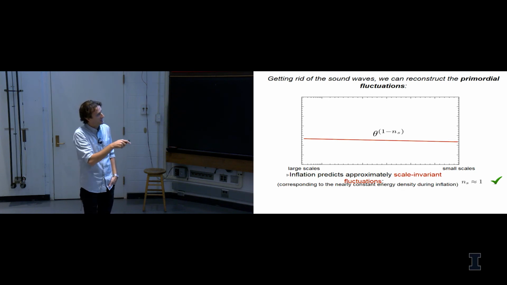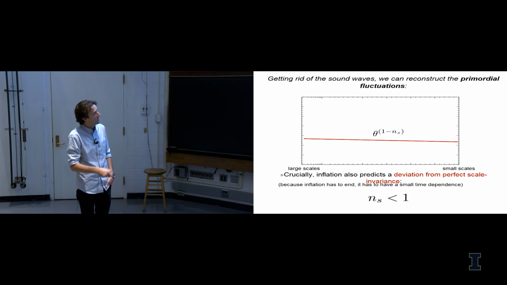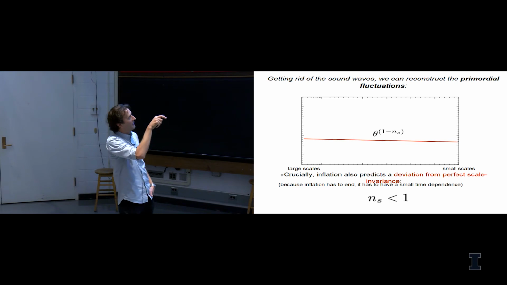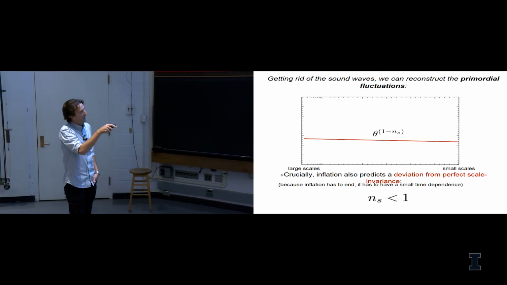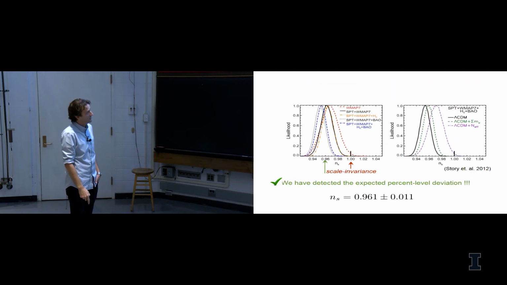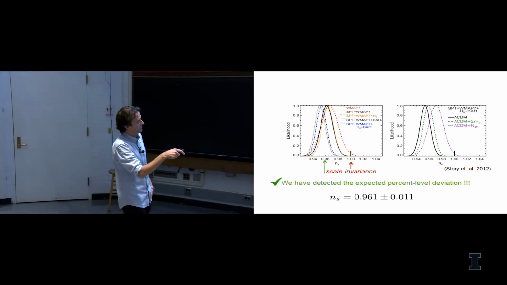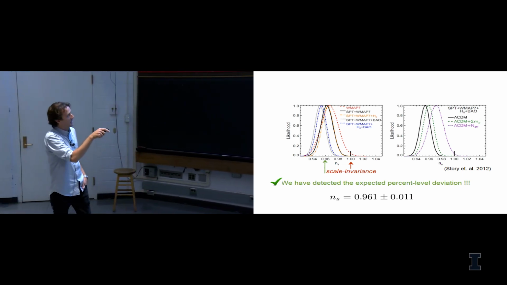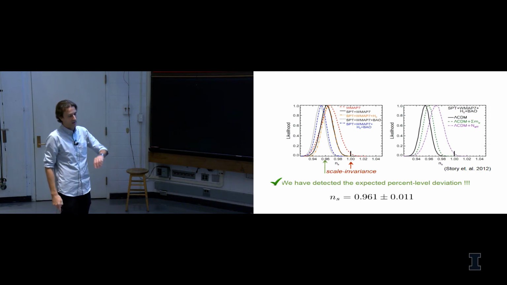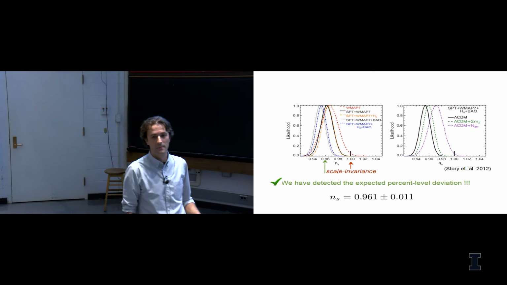So inflation predicts these nearly scale invariant fluctuations, but crucially, inflation also predicts that there should be a deviation, that the spectrum should be slightly red. This means that you have more power, so more spots, on large scales than on small scales. And we've now detected this at almost 5 sigma. This is data from a whole bunch of experiments, and you can see that they really prefer a value of the spectral tilt which is different from the scale invariant tilt.